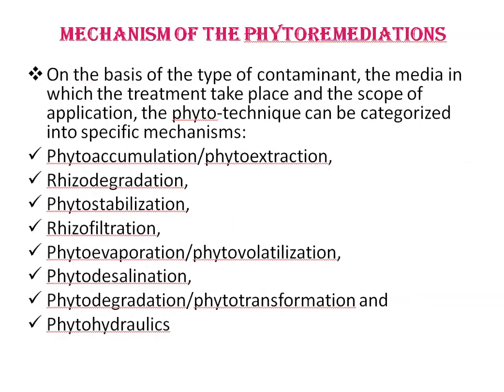Next is mechanisms of phytoremediation. On the basis of the type of contaminant, the media in which the treatment takes place, and scope of application, phytotechniques can be categorized into specific mechanisms. These mechanisms are phytoaccumulation or phytoextraction, then rhizodegradation, phytostabilization, rhizofiltration, phytoevaporation or phytovolatilization, phytodesalination, phytodegradation or phytotransformation, and phytohydraulics. Once a plant takes up contaminants, it implements different detoxification mechanisms such as accumulation, excretion, or volatilization.